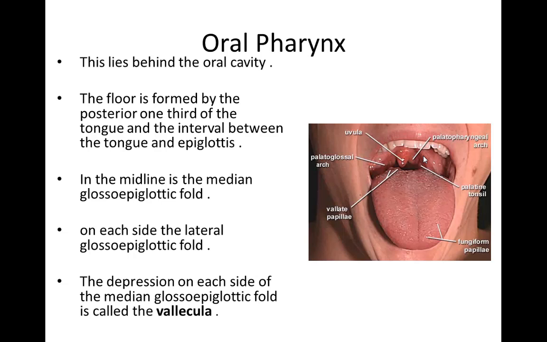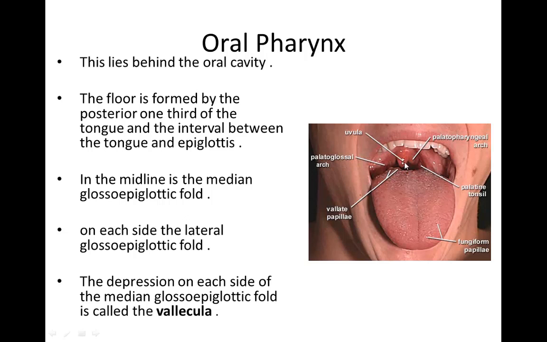So we move to the second part of the pharynx, which is the oropharynx. The oropharynx lies behind the oral cavity. The floor is formed by the posterior third of the tongue and the interval between the tongue and epiglottis. In the midline there is the median glossoepiglottic fold. On each side there is a lateral glossoepiglottic fold. The depression on each side is called the vallecula. We are going to see it in a minute.